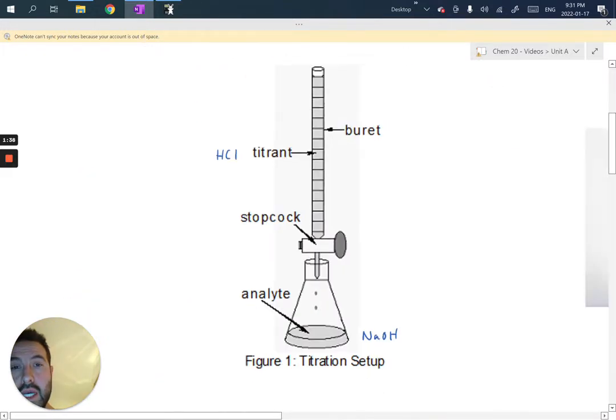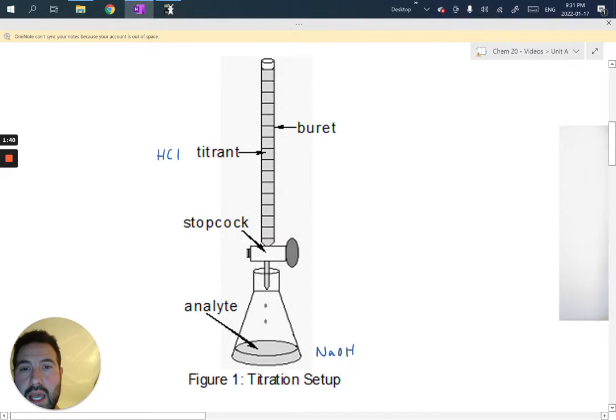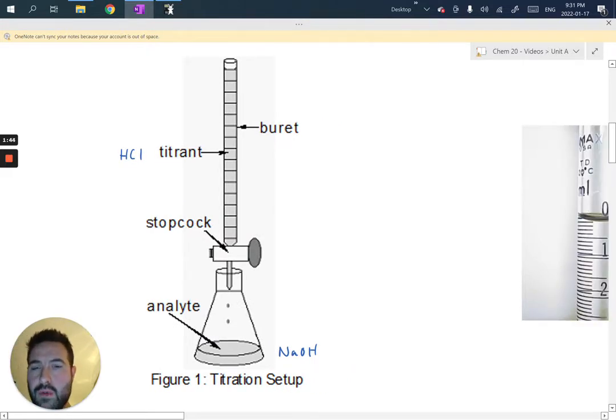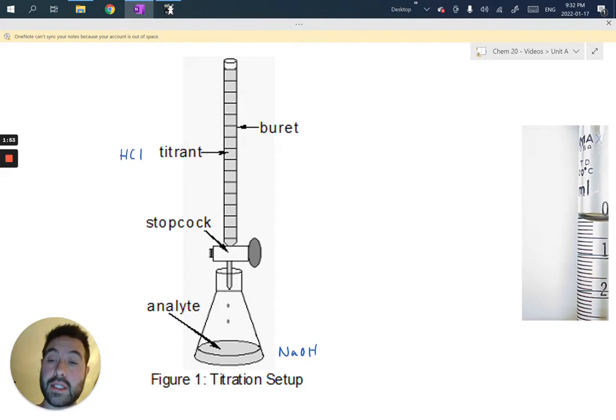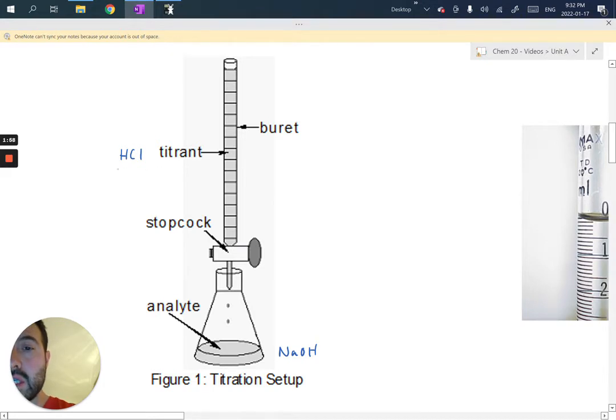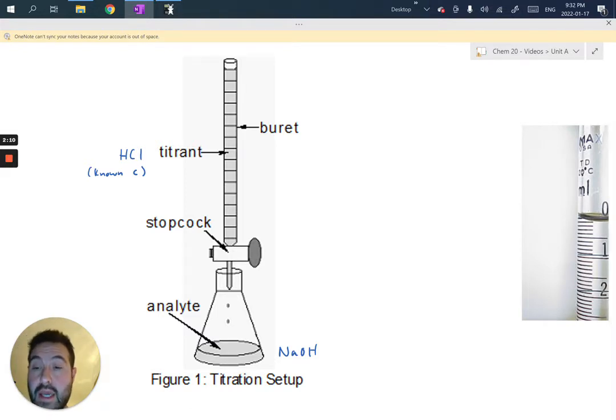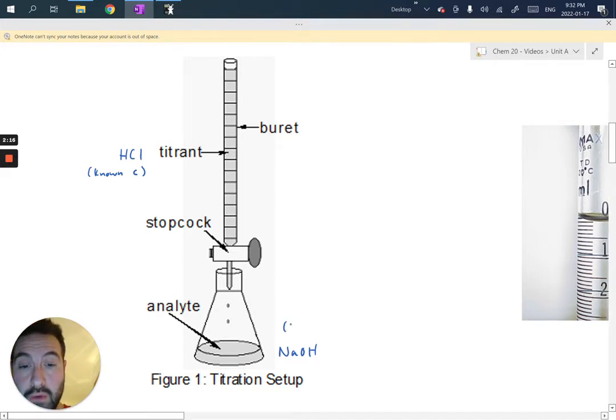So this is what a titration setup would look like. We have here a big long graduated tube that's called a burette. In that burette we have the substance that we call the titrant, and in our case the titrant is our HCl. This is the standard solution, so we know the concentration of this. And we are going to slowly add that to our sample or analyte. In this case, what we want to analyze is our sodium hydroxide sample. So we know the volume of this, because we added it in there.